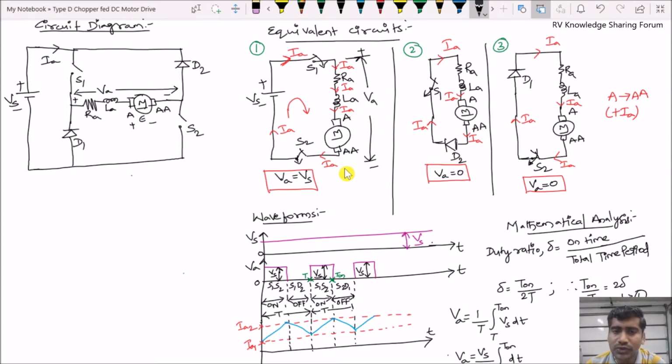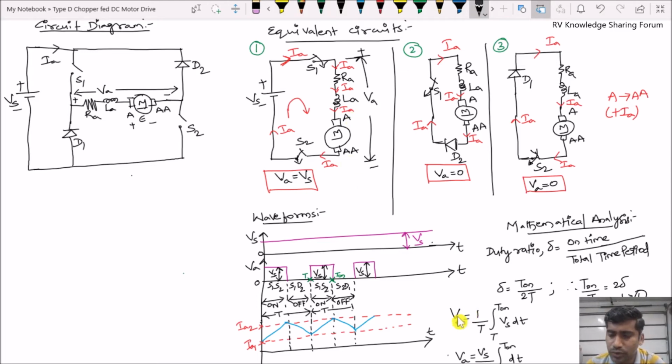Let us consider the current which enters through A and leaves through AA as positive armature current. That means when a type D chopper is used for a DC motor, the armature current is always positive in all the modes of operation, entering through A and leaving through AA.